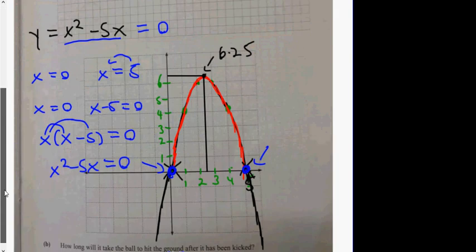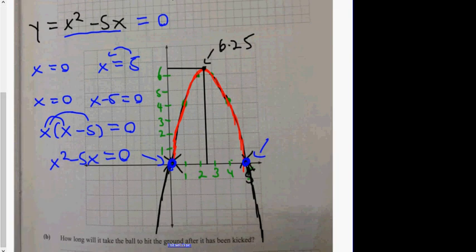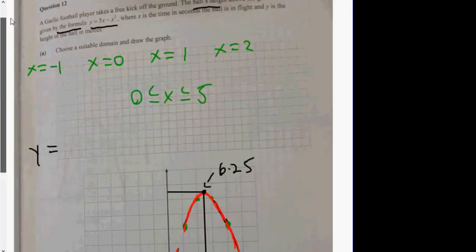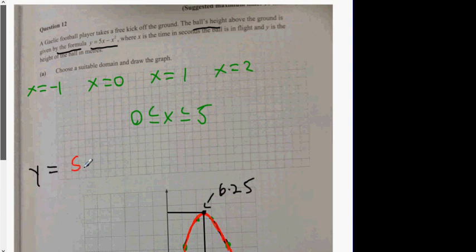Oh, sorry. My fault. I did it the wrong way around, didn't I? I think so. Yeah. I did it the wrong way around. Sorry, excuse me. Sorry, the equation is 5x minus x squared. Sorry, excuse me on that.